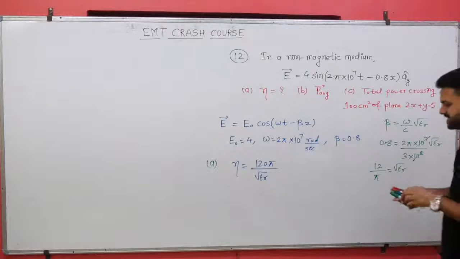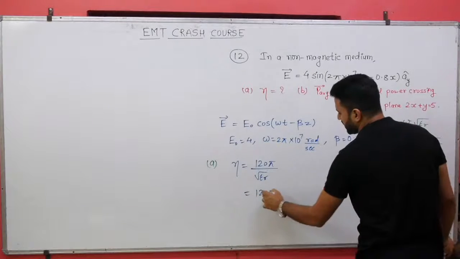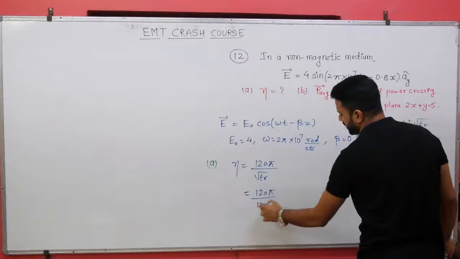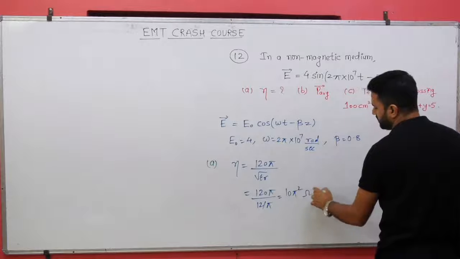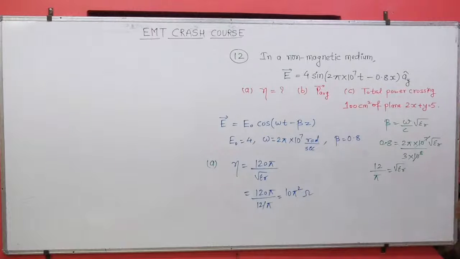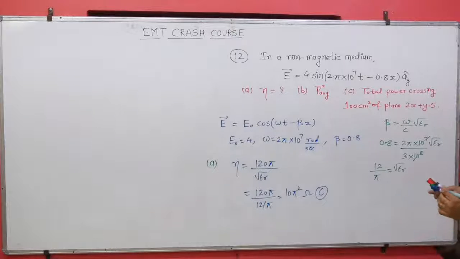Okay, so now we will substitute this 12 by pi here, and we will get 120 pi divided by 12 by pi. So it is 10 pi square ohm. So the eta will be 10 pi square. So 10 pi square, that means option C we are getting. Yes, option C we are getting, right?